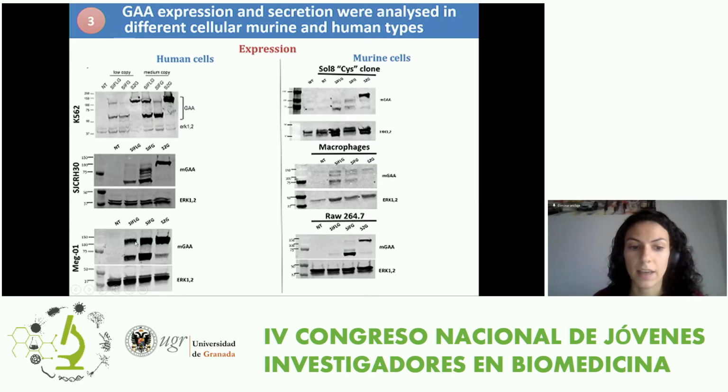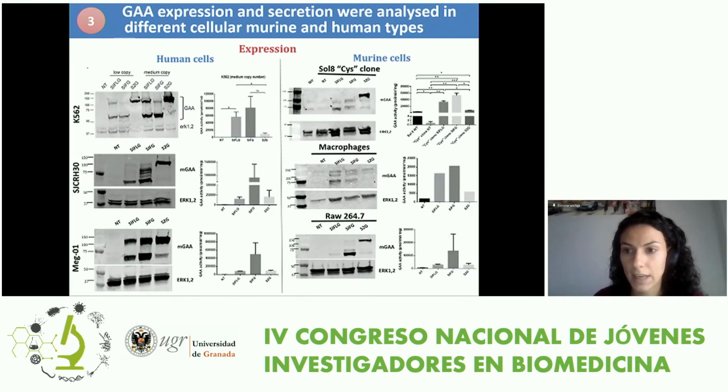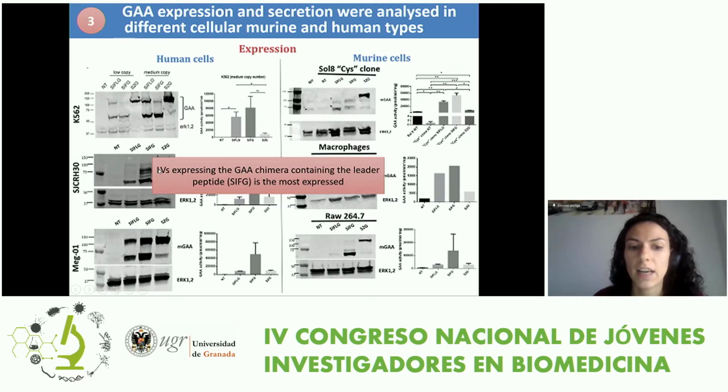We did some Western blot, and we could see both forms of the protein: the unprocessed one of 110 kilodaltons, and the most active one of about 76 kilodaltons, or 70. In all the cases, when we check the GAA protein, we could see that the lentiviral vector expressing the GAA chimera containing the leader peptide, the IFG, is the most expressed one.